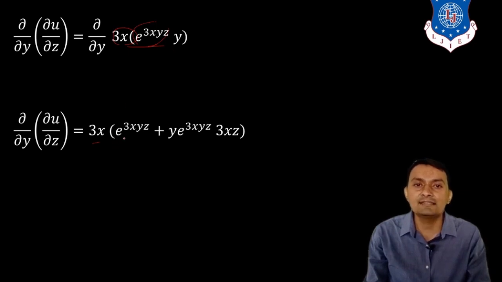So 3x is there. Now we consider this one a constant function, so we do the derivative with respect to the other function. This is constant and the derivative of y is 1. Plus y is there, then I have to take the derivative with respect to y of this function. The exponential is there, so I have to take the derivative of this one. So what I am going to get is 3 times xz.